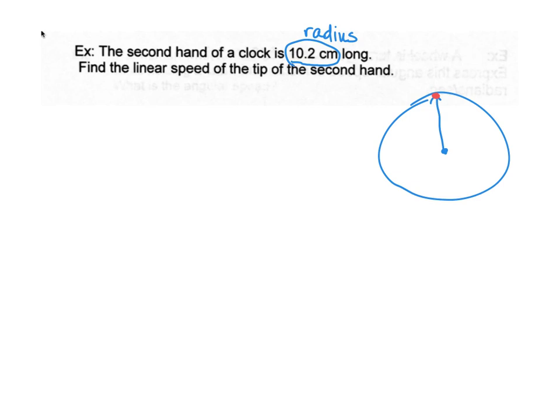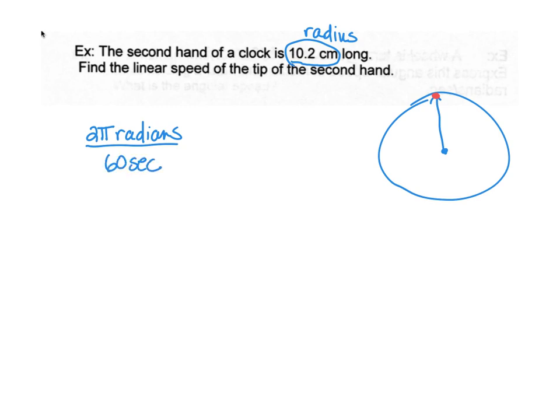So the first thing I want to find out is how fast my angle is changing around the circle. So I'm going to find my angular velocity first and then convert it to linear velocity. So my angular velocity is the number of radians, 2 pi, over the length of time that it takes that second hand to travel all the way around the circle. So this second hand is going to go around the circle in 60 seconds.